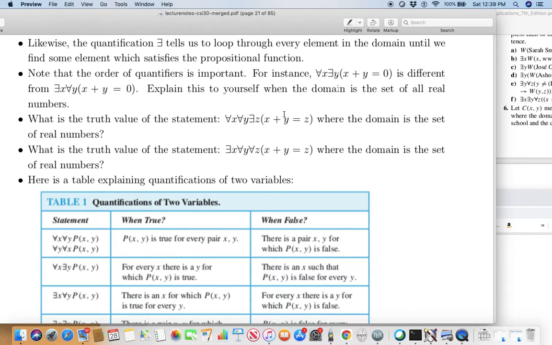z is the sum x plus y in real numbers. So for every x, for every y, you will be able to find its sum in real numbers. Now, what about the next statement?